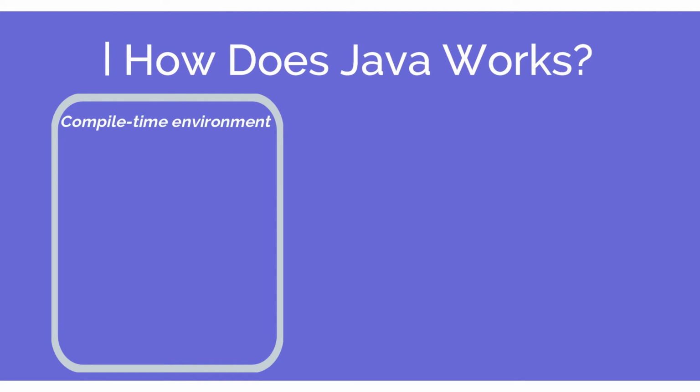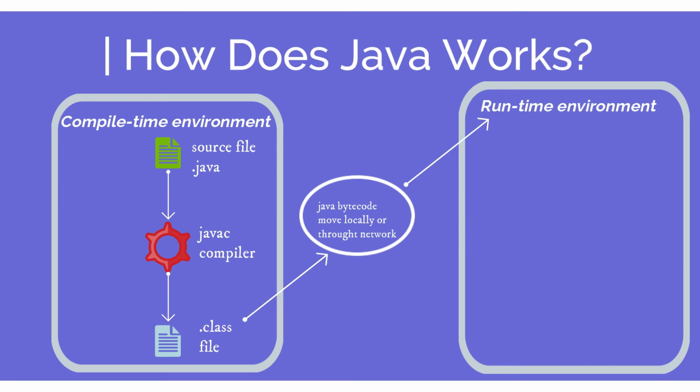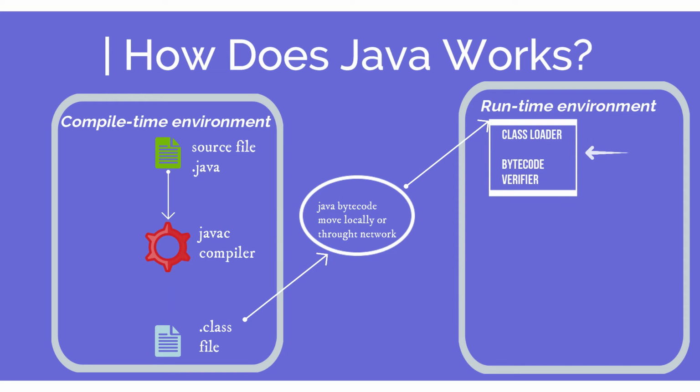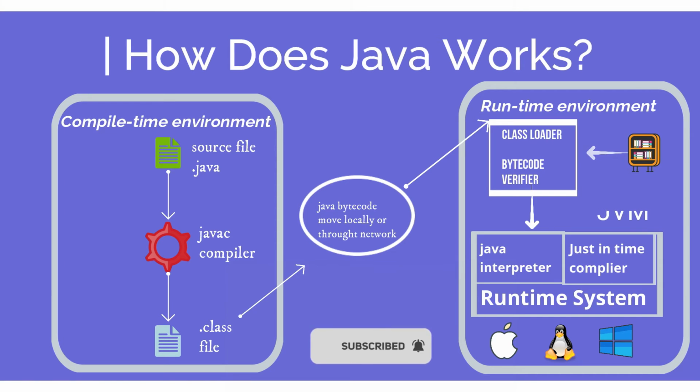As we can see, in the compile time environment, the Java source code program will be compiled using the Javac compiler and a .class file will be generated. After that, this .class file will be moved locally or through the network to the runtime environment, where the class loader is going to load all the class files required to run a particular Java program into the main memory. Then the bytecode verifier is going to verify all the bytecode that is being loaded in the main memory, and after that it will be moved on to the Java virtual machine where our program is going to execute.